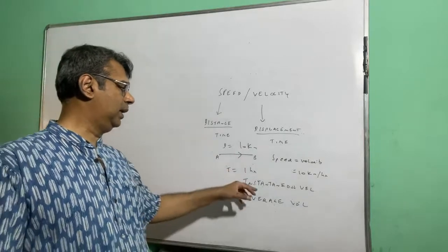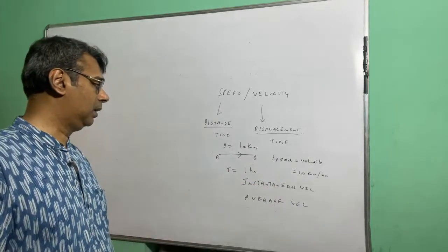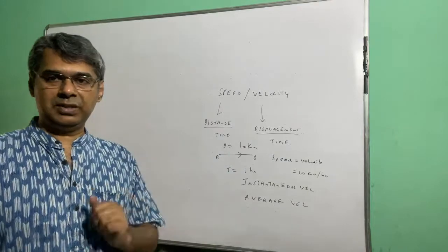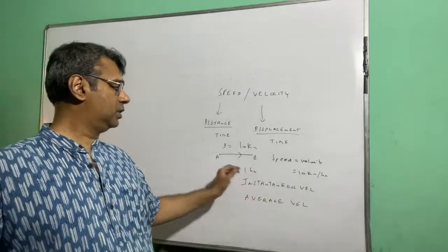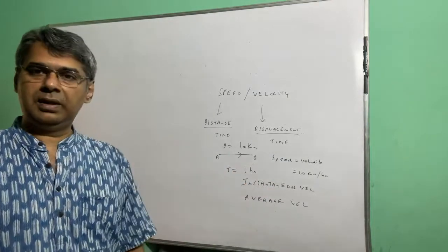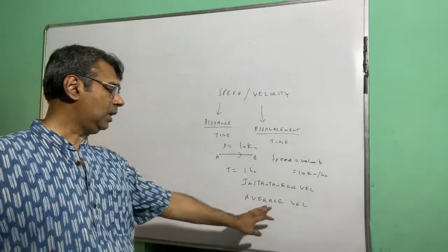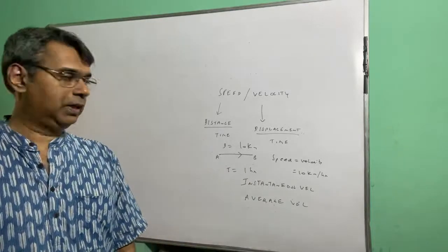So while going from A to B, it is plus 10 km per hour. While returning from B to A, it is minus 10 km per hour. So the instantaneous velocity while going is plus 10 and while returning is minus 10. But what about the average velocity?